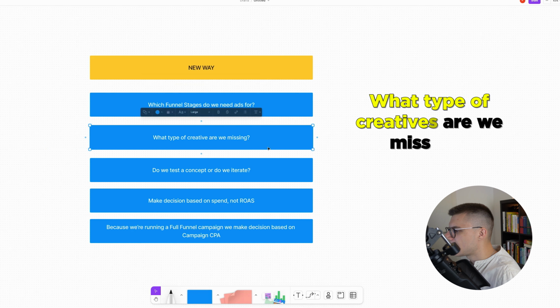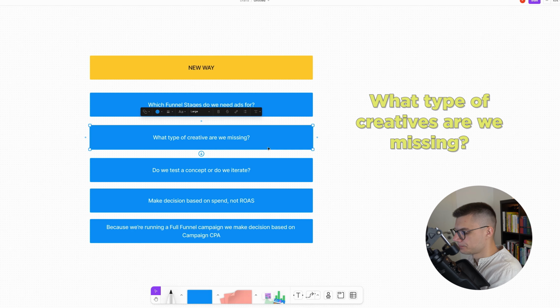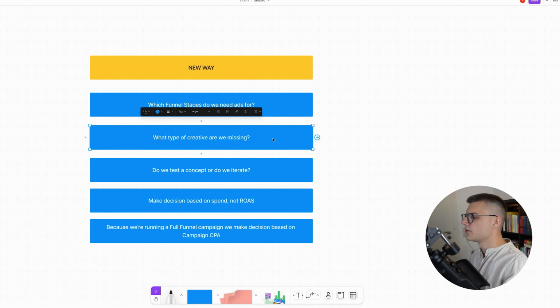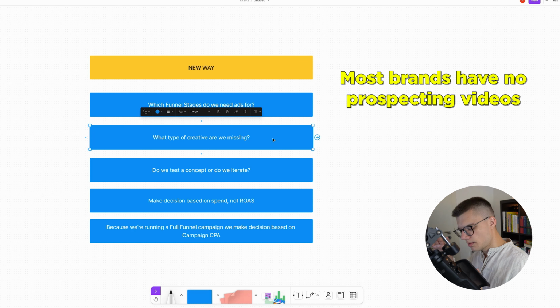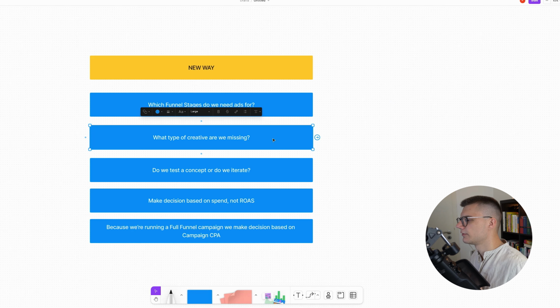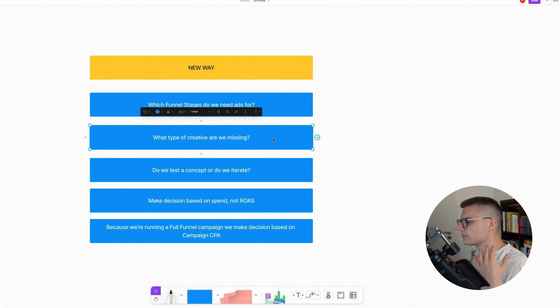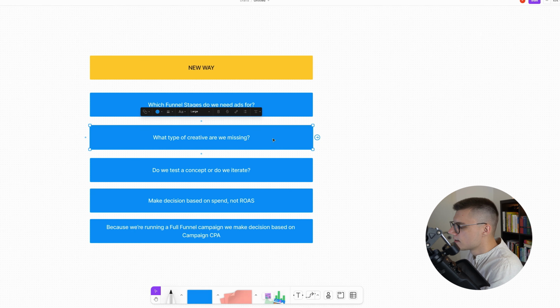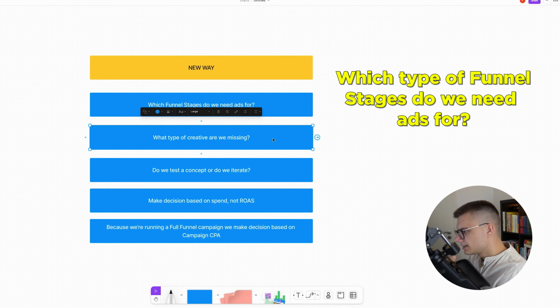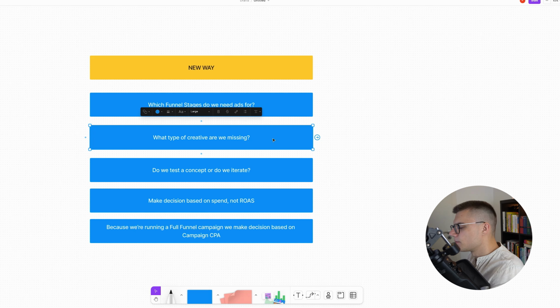And then, what type of creatives are we missing? A lot of brands rely on one or two types of creatives. Most brands have prospecting videos, and then middle of funnel, bottom of funnel ads like image ads. But I think that's the wrong way to approach Facebook ads. In every funnel stage, there are people who react to video ads, people who react to image ads, people who react to GIFs, even carousels. So second question: you identify which funnel stage you need ads for, and then you identify which creative type is missing in your media mix.